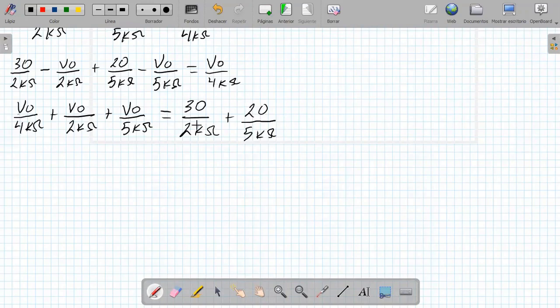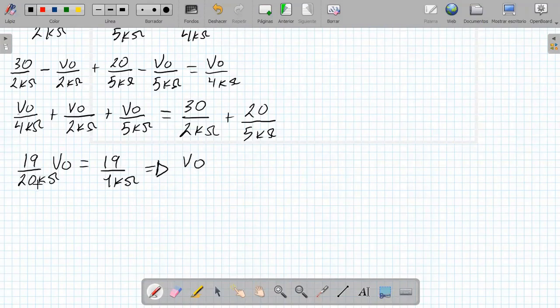Now, if I add this, a quarter plus a half plus a fifth, it's going to give me 19 over 20 kilo ohms. So V sub 0 times 19 over 20 kilo ohms equals the constants. The kilo ohms cancel, the 20 is multiplied here by 19, and V sub 0 is going to be equal to 20 volts.